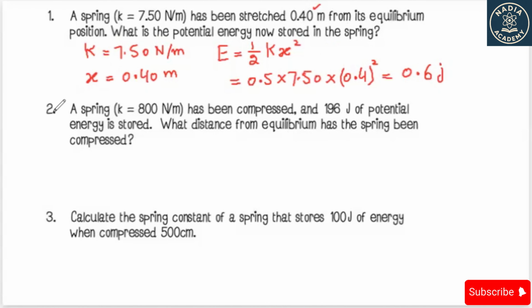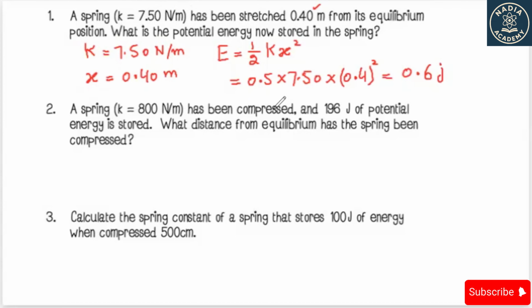So in the second question, what do we have? A spring that has a spring constant of 800 newtons per meter means that this spring is a bit tougher compared to our previous question's spring, because we need 800 newtons of force to give an extension of 1 meter. And the spring in the previous question had k equal to 7.50 newtons per meter. It means we need only 7.5 newtons of force to give an extension of 1 meter. So this is a stronger spring, and it has been compressed. So this time we are compressing it.